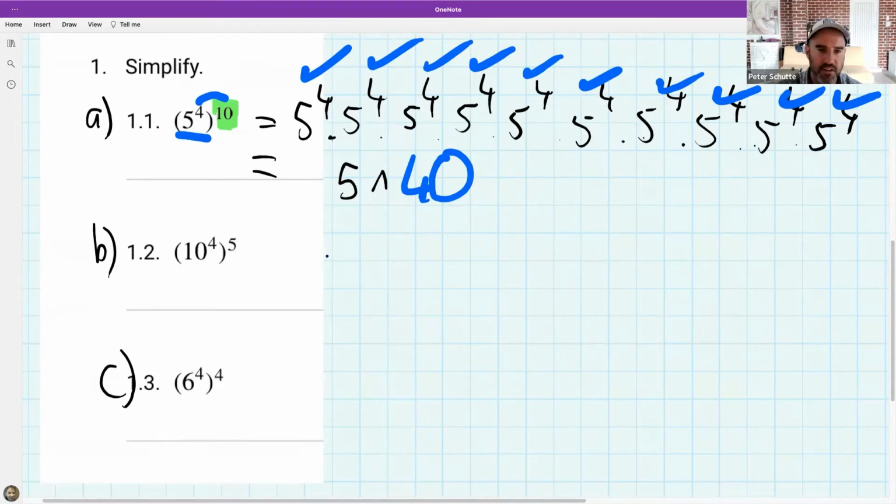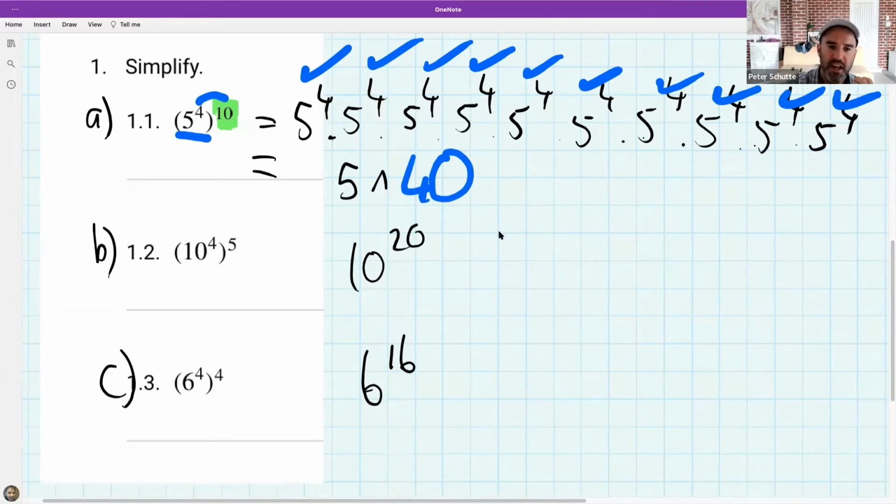Okay, so I see the answers, and you're quite right. For 1.2, the answer is going to be 10 to the power of 20. So 10 to the power of 20. And then the answer for C is going to be 6 to the power of 16.